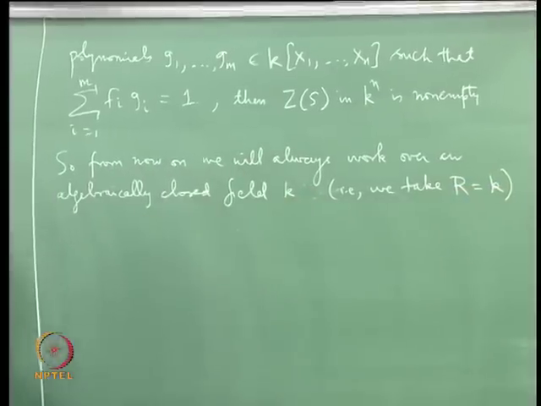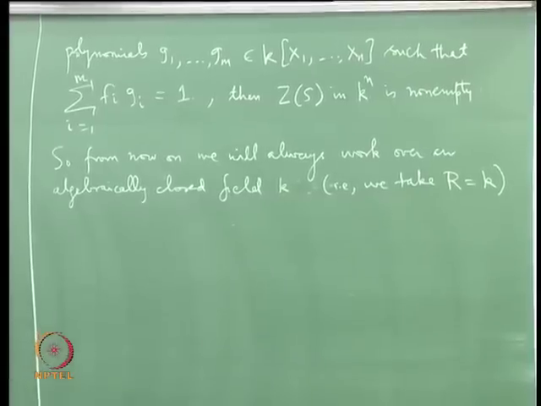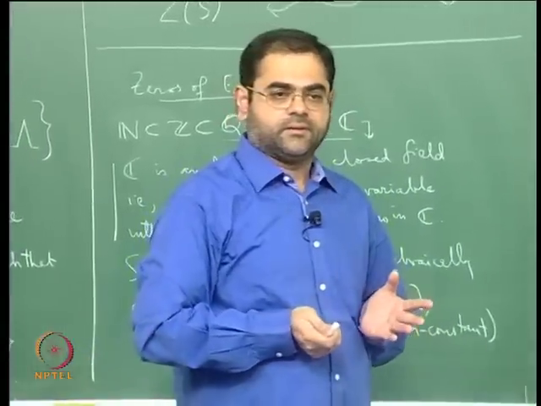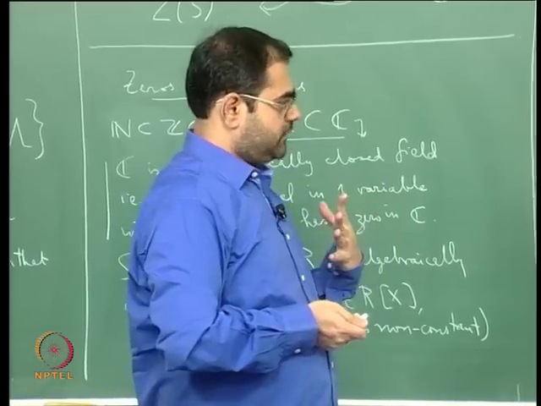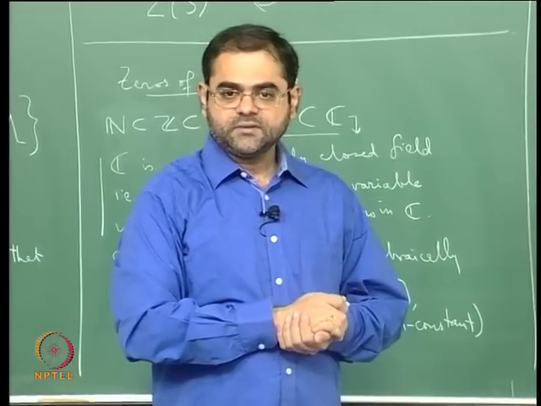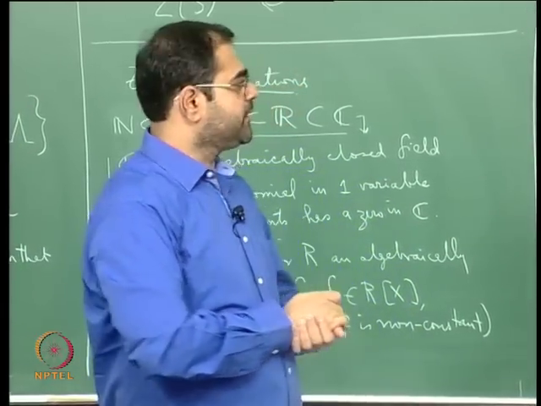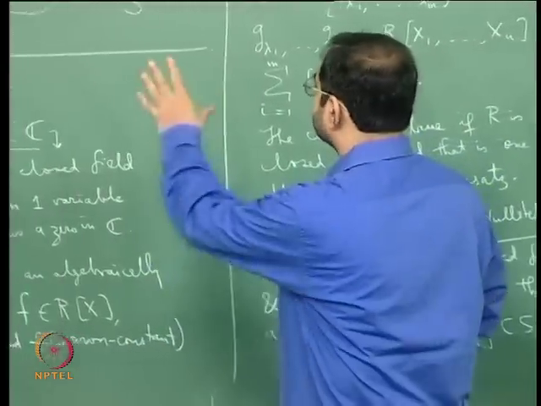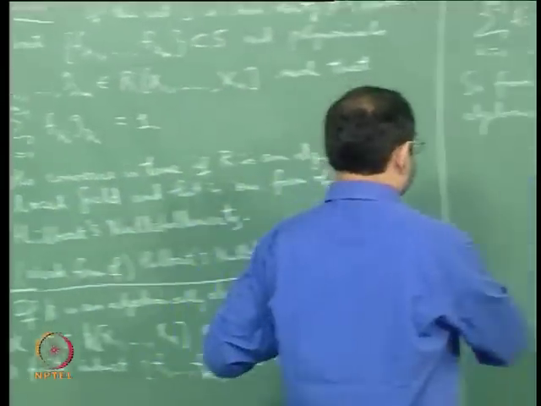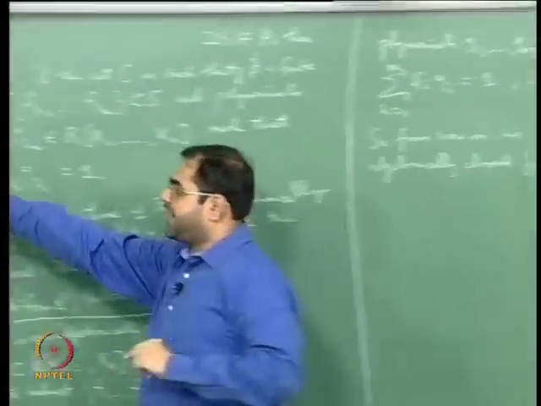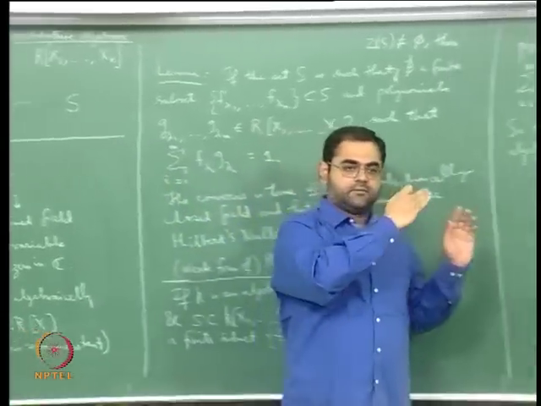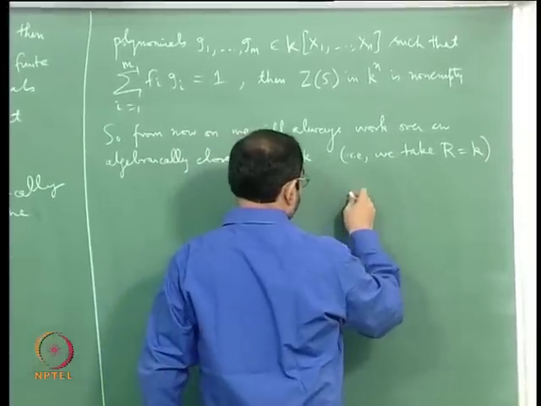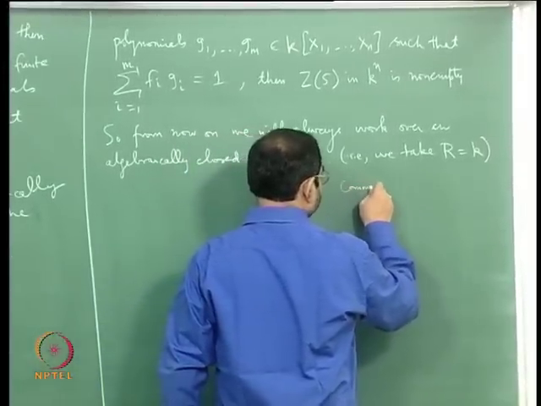So if you want, for convenience, you can even think of the algebraically closed field as the complex numbers, so that it makes it easier for you to think about things and visualize things. Okay, so our picture goes from that generality into something more concrete. So we have the following picture on the commutative algebra side.